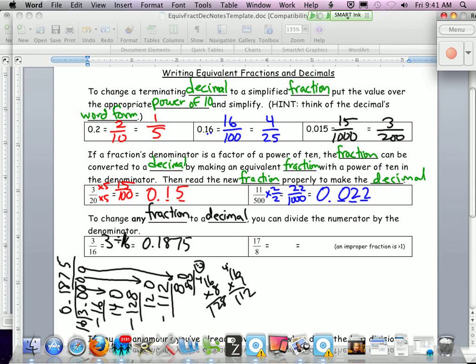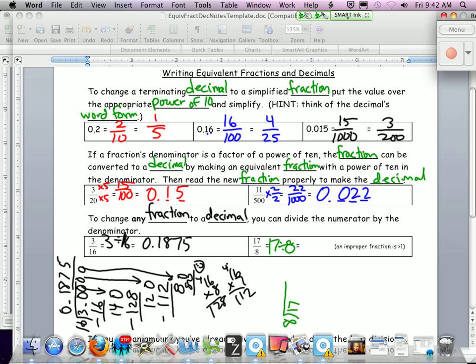In this case, the 8 is going to go on the outside, and the 17 is going to go on the inside. Because it was an improper fraction, our answer is going to be greater than 1. Again, try to slide it as far down as you can, because of the tacking on the zeros thing. How many times does 8 go into 17 without going over?